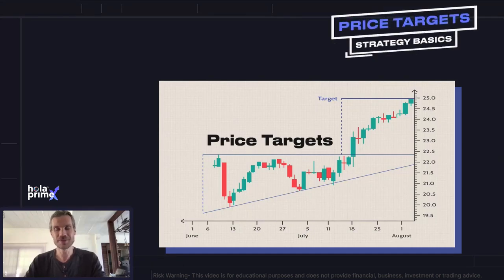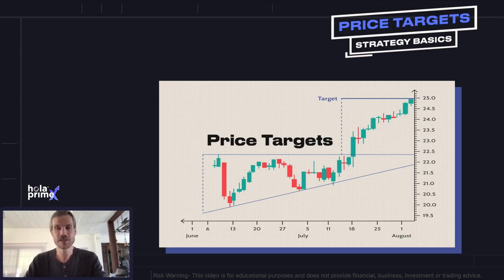Price targets. Price targets are an essential part of trading, having a trading plan and effectively managing risk. Price targets are price points where you will either take all or some of your profits from a potential trade. We'll be looking at two methodologies today.